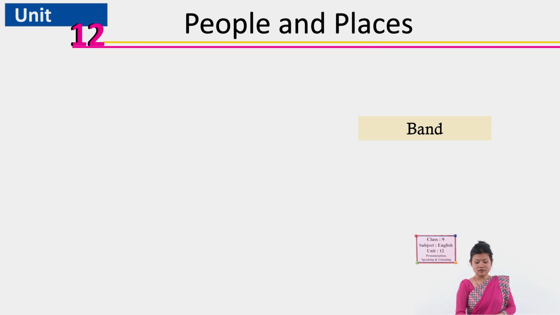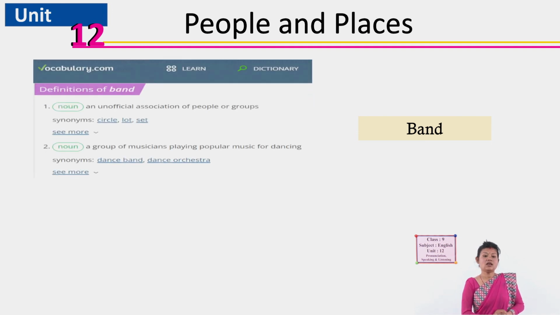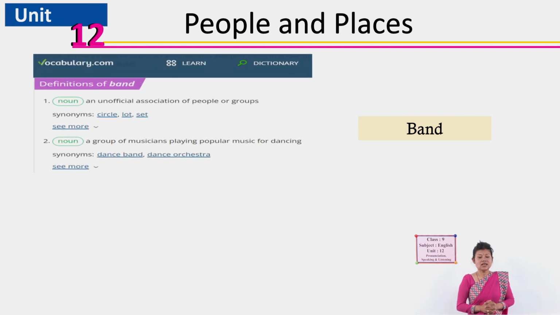One more word. How is this word pronounced? Band. Did you listen? Band. Now let's check the meaning. This is the page from one online dictionary, vocabulary.com. Dear students, you also can go through different such online dictionaries as well. So the meanings of band are given here.